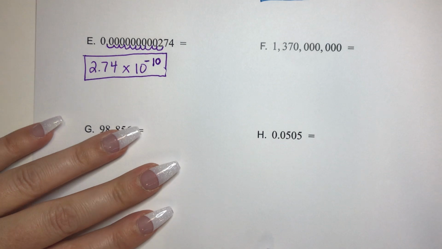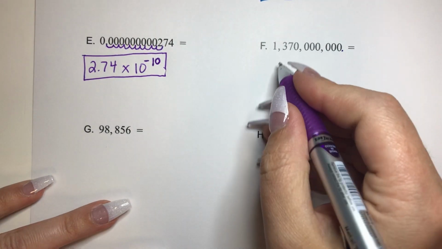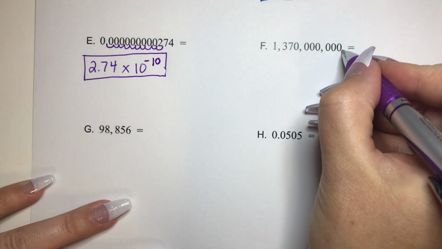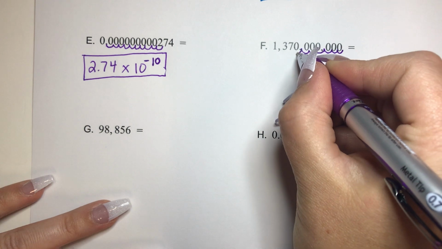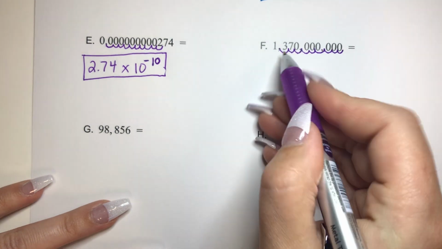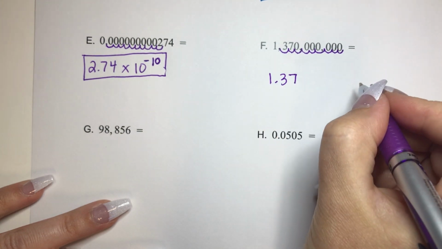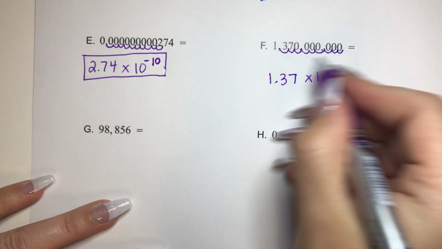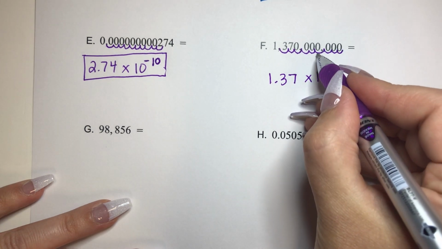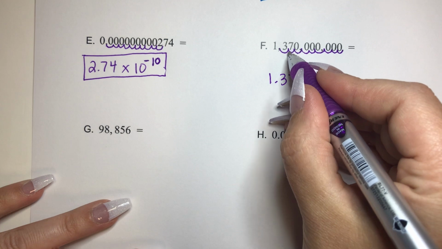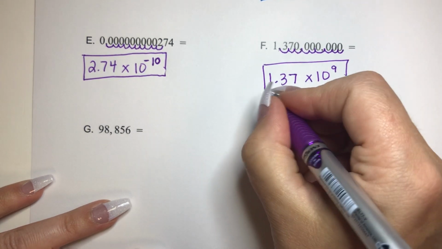Super big number, so we're going to be using a positive exponent. Here's my decimal. First, I need a number between 1 and 10, right? So that's going to be 1, 2, 3, 4, 5, 6, 8, right there. 1.37 times 10 to, that's a big number, so it's going to be positive. And then how many loopies was it? 1, 2, 3, 4, 5, 6, 7, 8, 9. To the 9th. If you got that one right, woohoo!